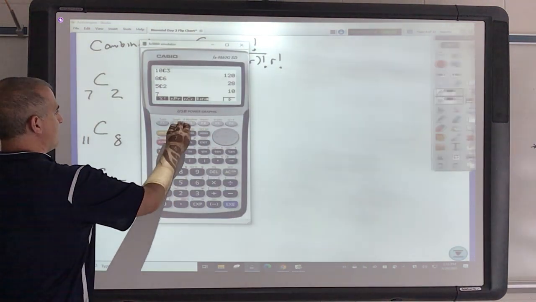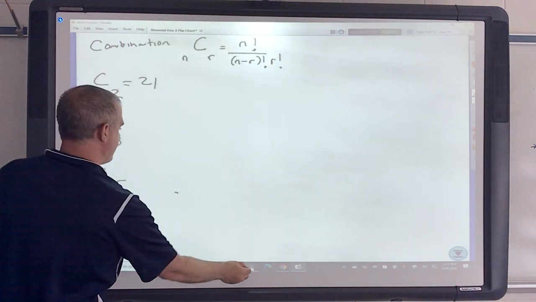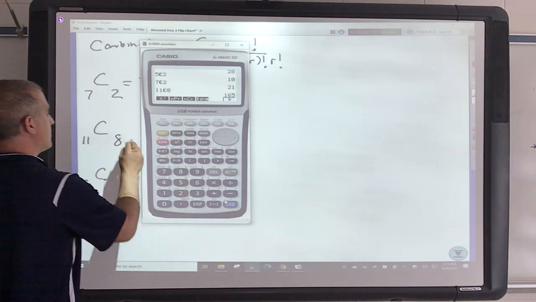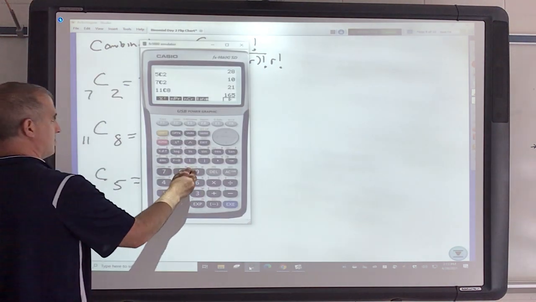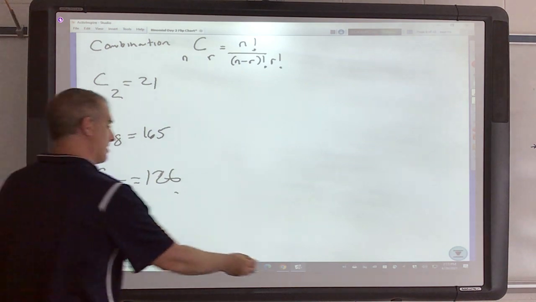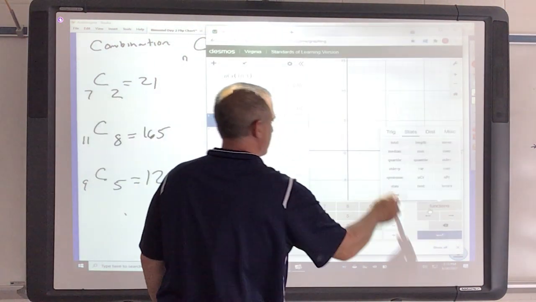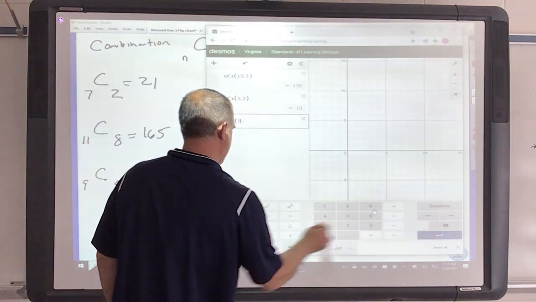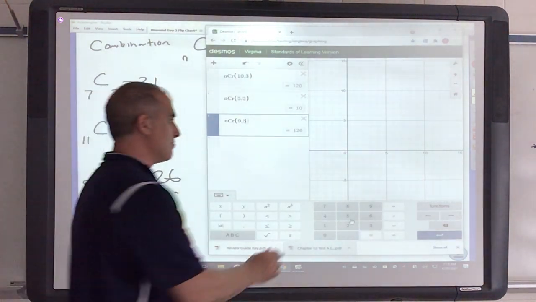7 choose 2. That's 21. 11 choose 8. That's 165. And then 9 choose 5. I'll just do the last one in Casio so you can see. All I've got to do is select Functions, Stats, NCR, and type 9 choose 5. And it gets the same thing. So I just wanted to practice that briefly.